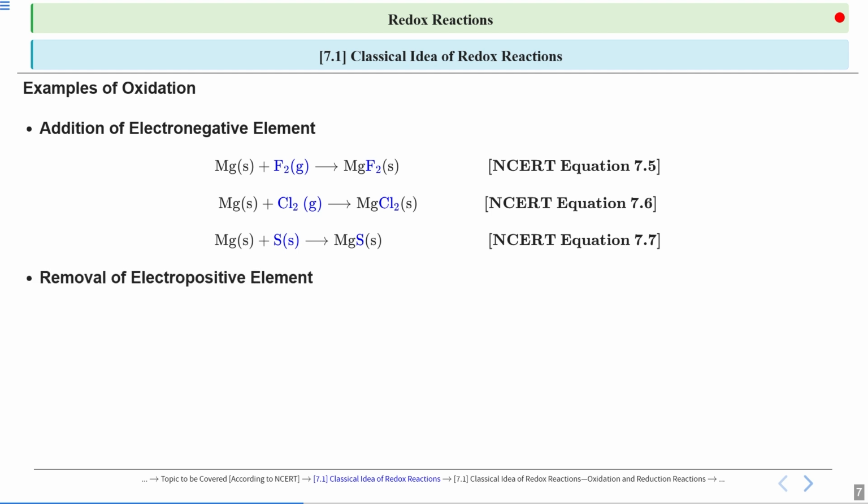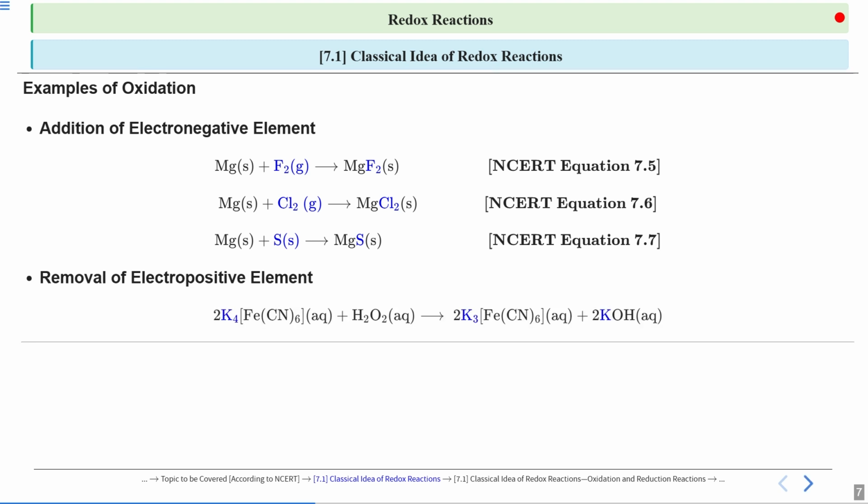Now, let's understand the concept of oxidation with the help of the concept of removal of electropositive element. As it has been already defined, the removal of electropositive element is considered as an example of oxidation. So, in this reaction, you will find that two compounds are being reacted with each other, that is K4FeCN6 in aqueous form is being reacted with H2O in aqueous form, forming the complex K3FeCN6 plus KOH.